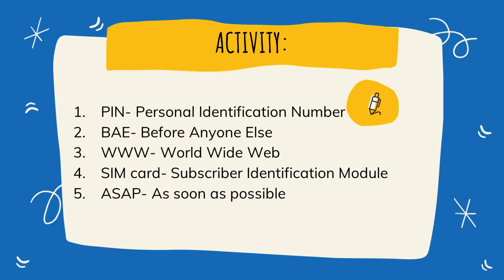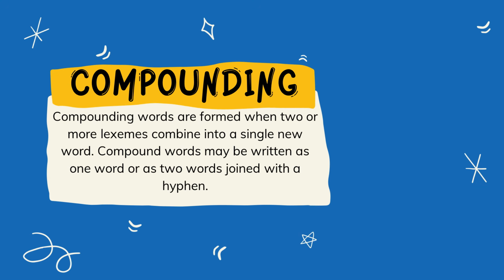Number 4, SIM in SIM card means Subscriber Identification Module. And number 5, ASAP stands for as soon as possible. Next, we have compounding. Compounding words are formed when two or more lexemes combine into a single new word.